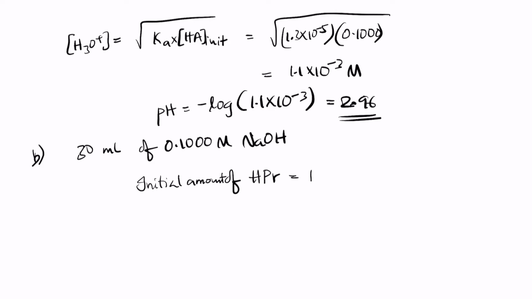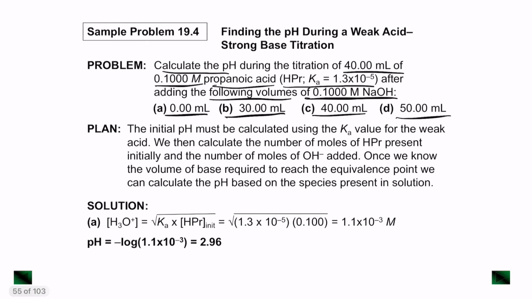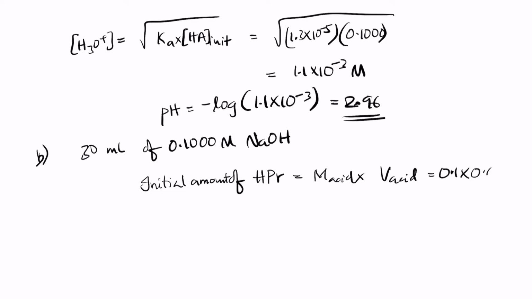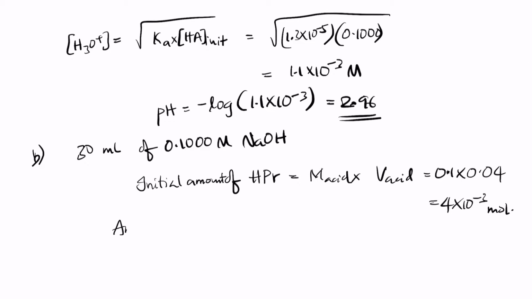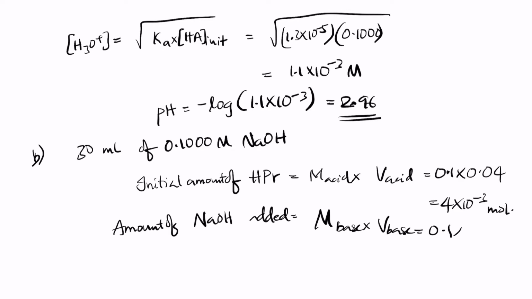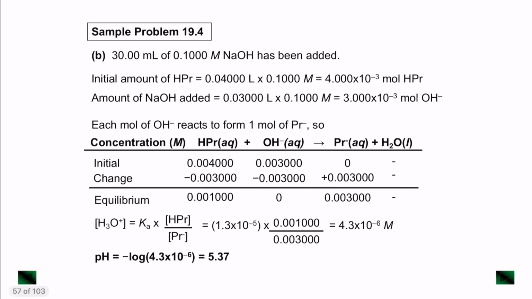So we have to calculate the molarity of the acid times the volume of the acid. The molarity of the acid is given as 0.1 times the volume of the acid initially present, 40 mL, which is 0.04. So it gives you a value of 4 times 10 to the negative 3 moles. This is the initial amount of HPr. Next we have to calculate the amount of NaOH being added. Again, the molarity of the base times the volume of the base, which is 0.1 times 0.03, giving a value of 3 times 10 to the negative 3 mole. So we have calculated the number of moles of each.